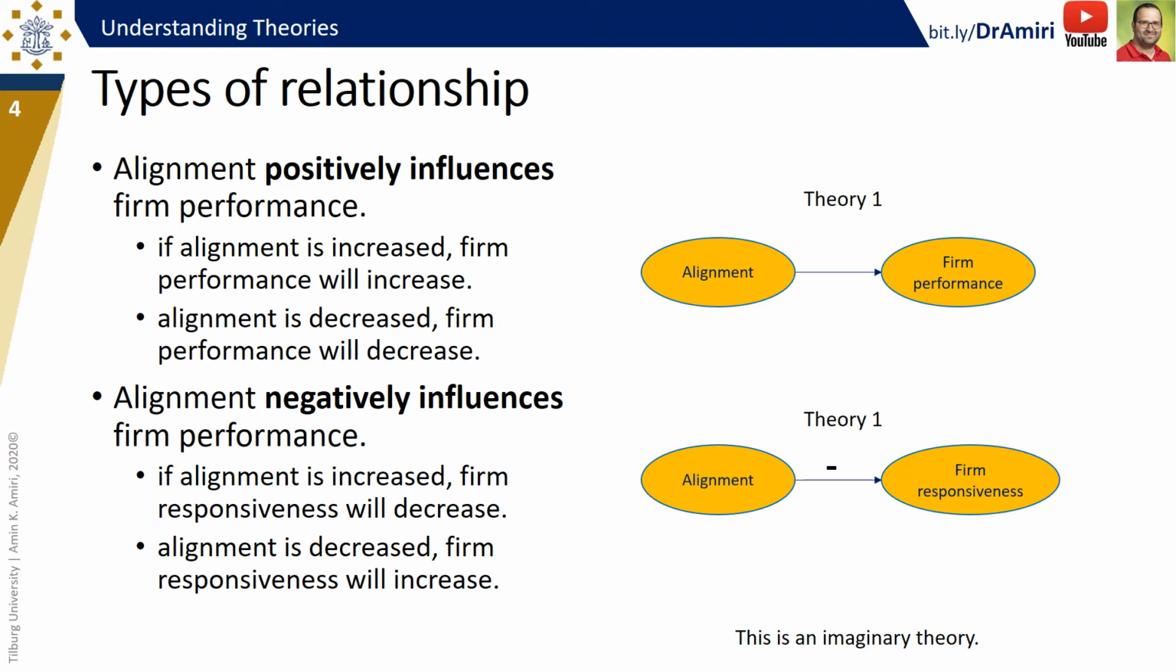A negative relationship is seen in the second theory. This second theory can be described as alignment negatively influences firm performance. The interpretation is that if alignment is increased, firm responsiveness will decrease. However, if alignment is decreased, firm responsiveness will increase. So it's an example of a negative correlation between the two variables.